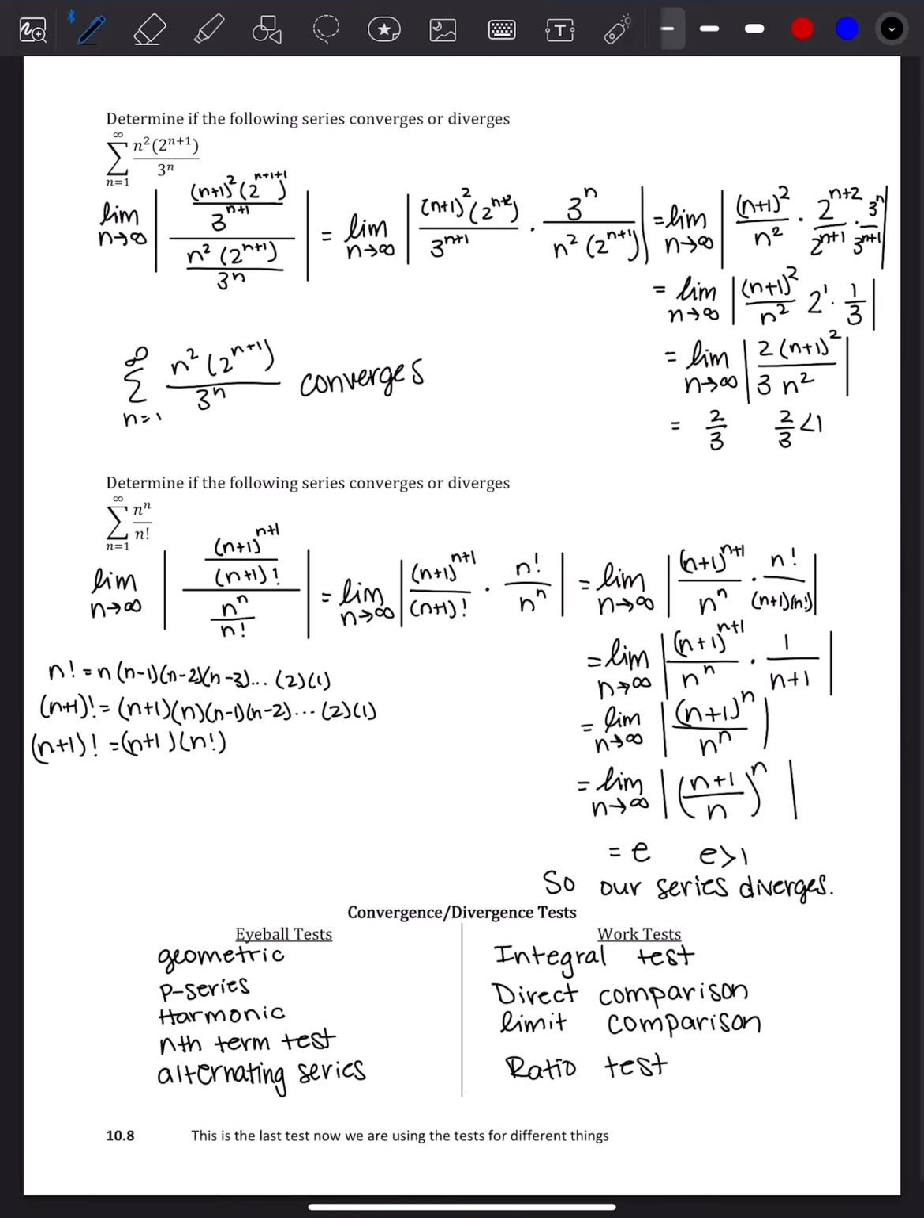Like I said, this is the last of the tests that we're going to be doing, so now we're going to be using those tests for different things. And then we get a little bit further out from that, but still in the series realm.